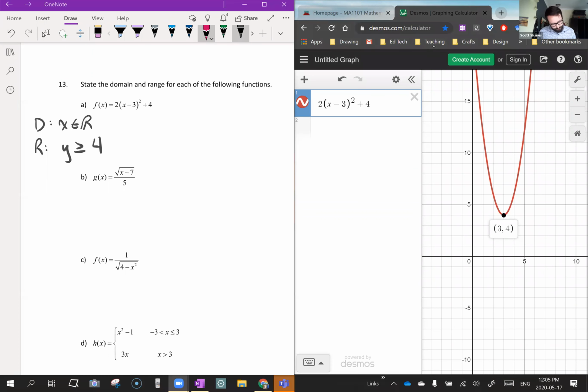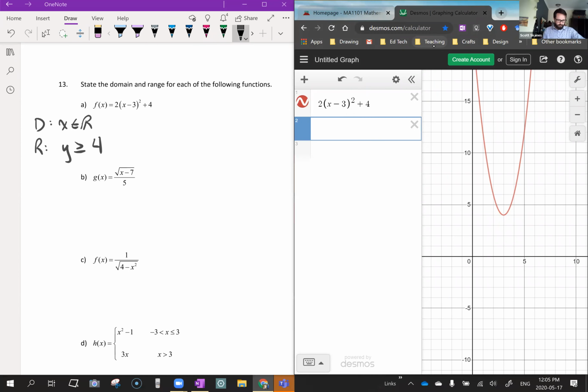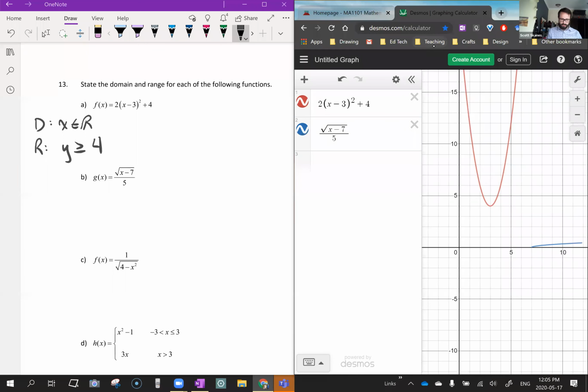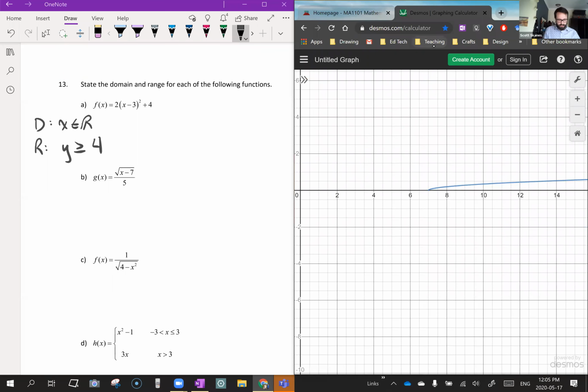Let's try the next one. I'll graph it, like you should. Fraction. So you put in square root. You can find it in the calculator below. This is the fastest way to get this. Hey, that looks weird, but it's easy when you see the graph.